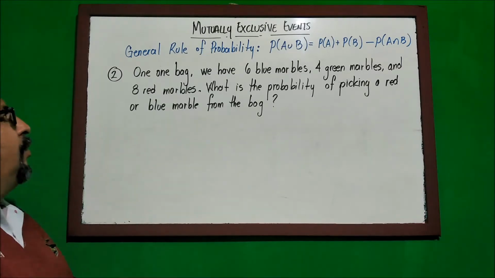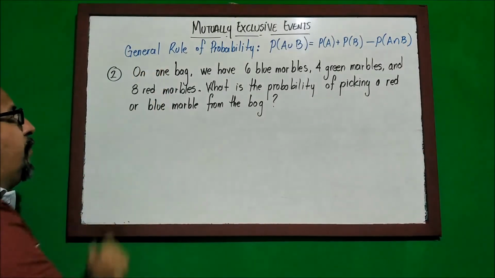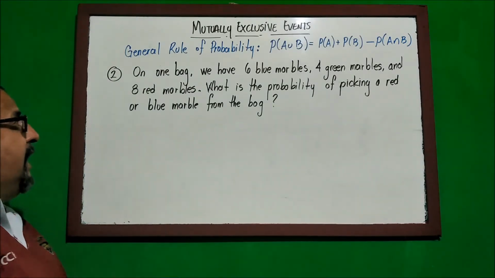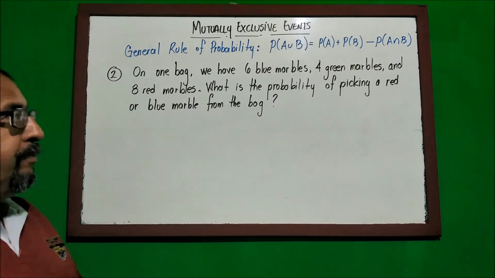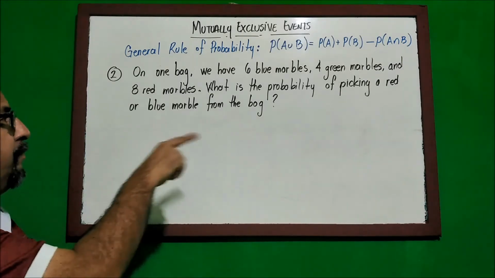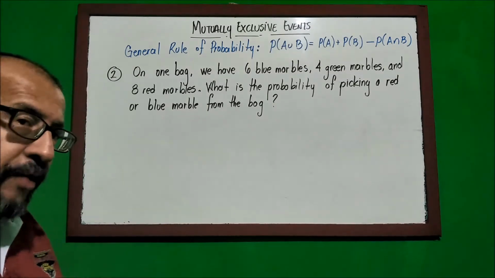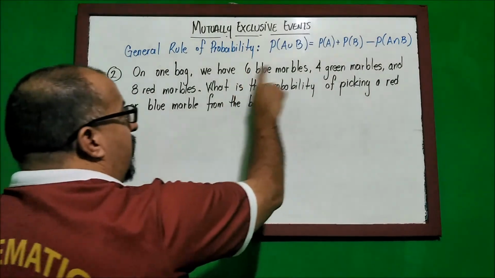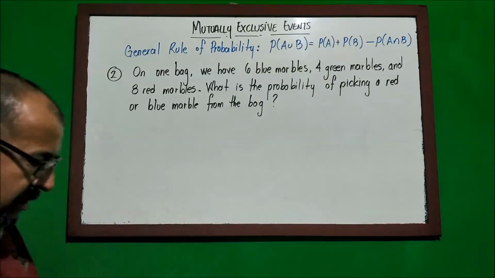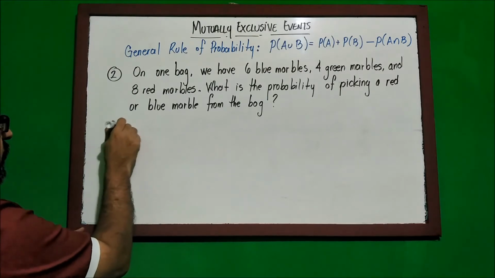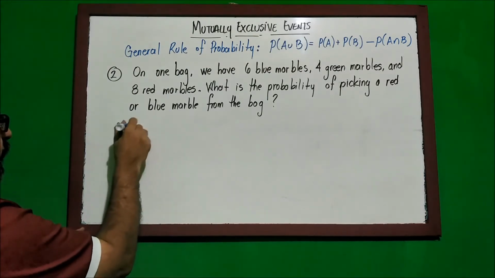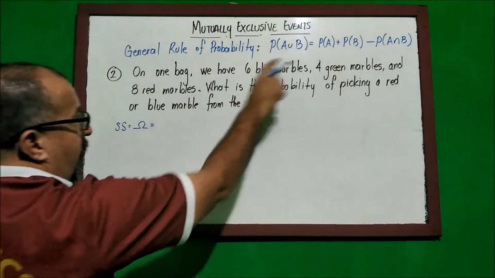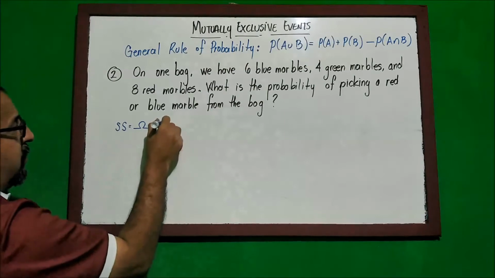Here we have the following problem. In one bag, we have 6 blue marbles, 4 green marbles, and 8 red marbles. What is the probability of picking a red or a blue marble from that bag? So if we analyze the possible situations that we have in here, we have a number of marbles that are inside one bag. In this case, the sample space will be equal to the addition of all the marbles that we have in here. In this case, 18.